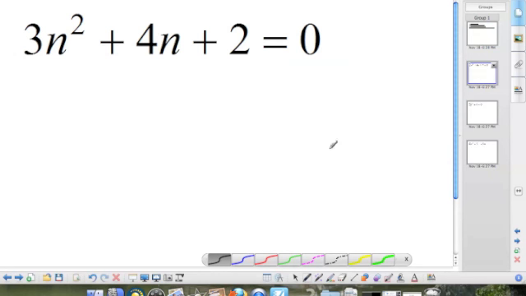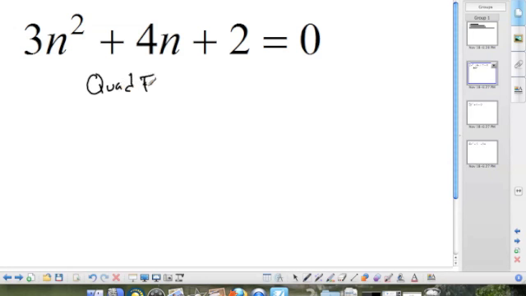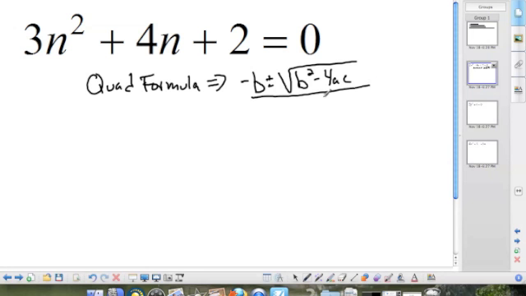So we want to solve this quadratic. I'm going to tell you in advance this will have complex solutions. You can't factor, so we will have to either complete the square or use the quadratic formula. In this case, I'm going to use the quadratic formula, which is negative b plus or minus square root b squared minus 4ac all over 2a.